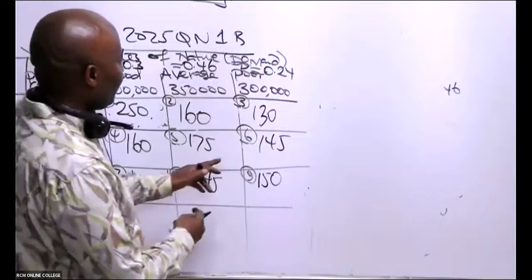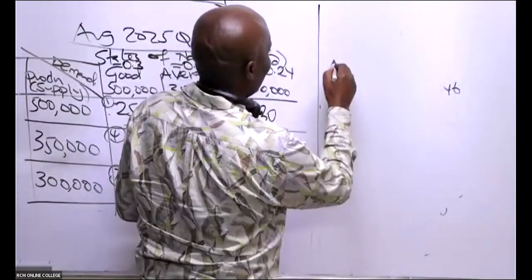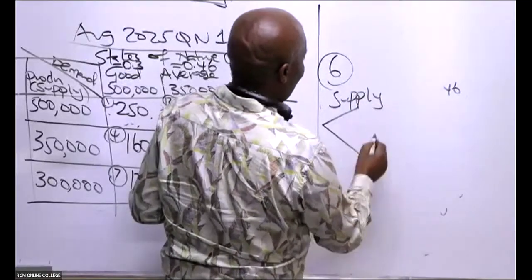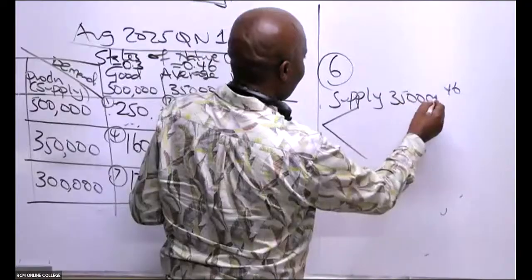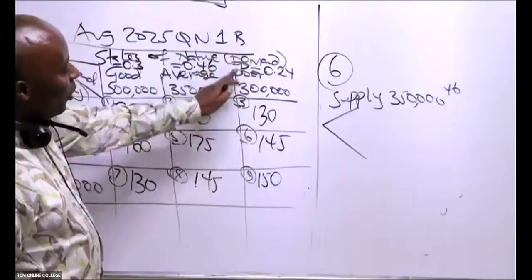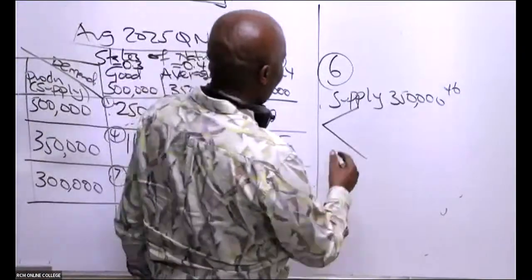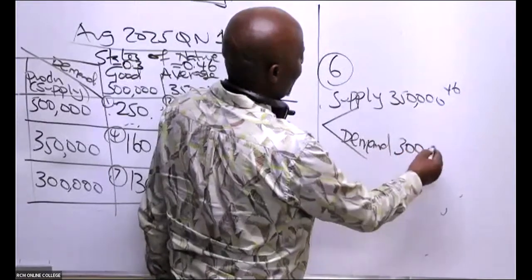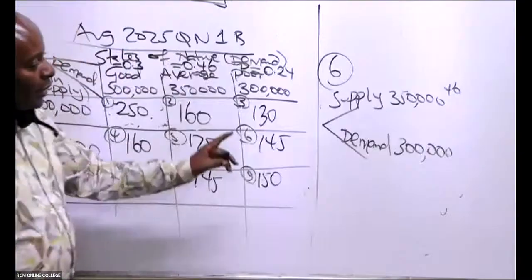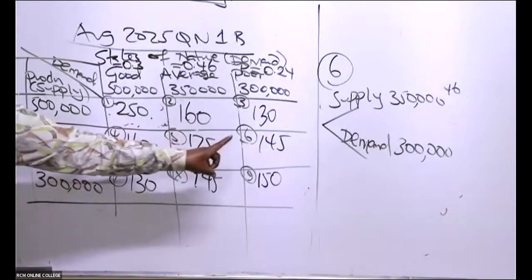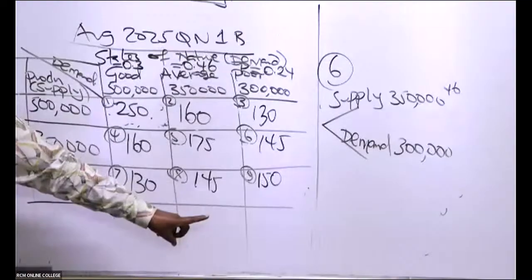Cell 6 here. What is the supply? Supply is 350,000. For cell 6, the supply is 350,000. How about the demand? 300,000. So first of all, is that representation correct, online ninjas? That for cell number 6, supply is 350,000, demand is 300,000?